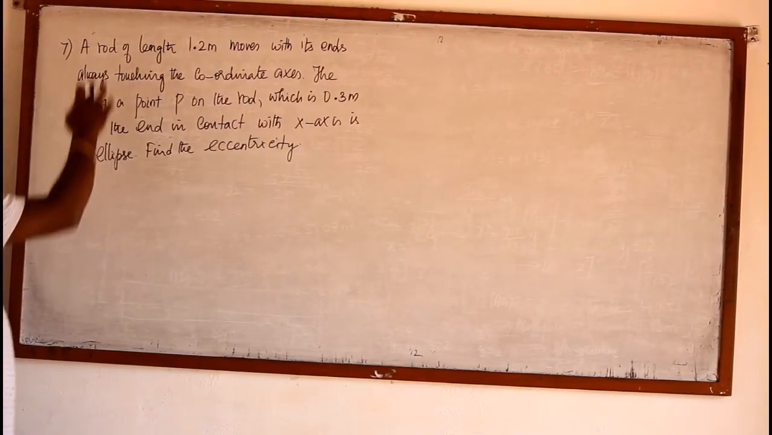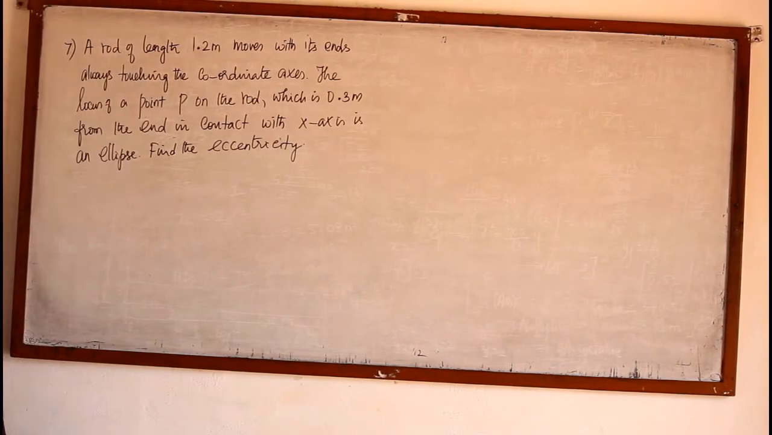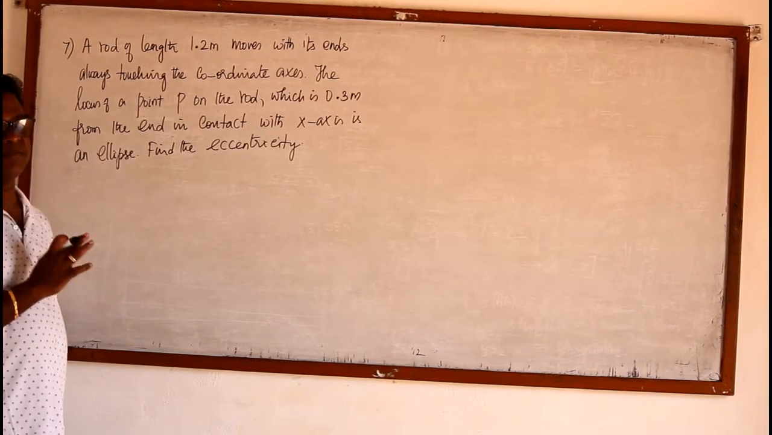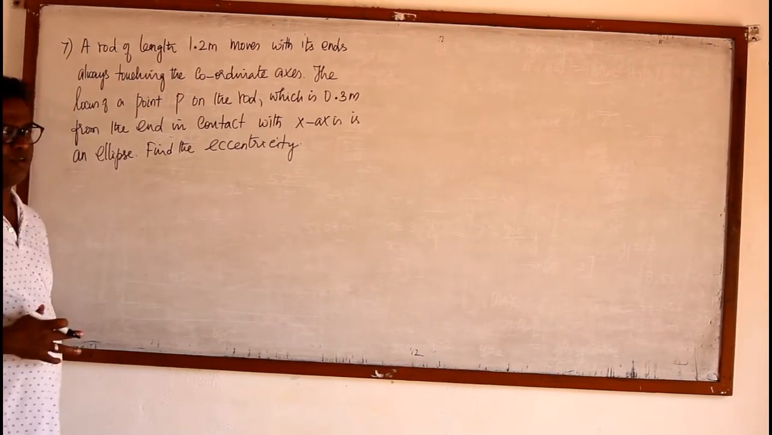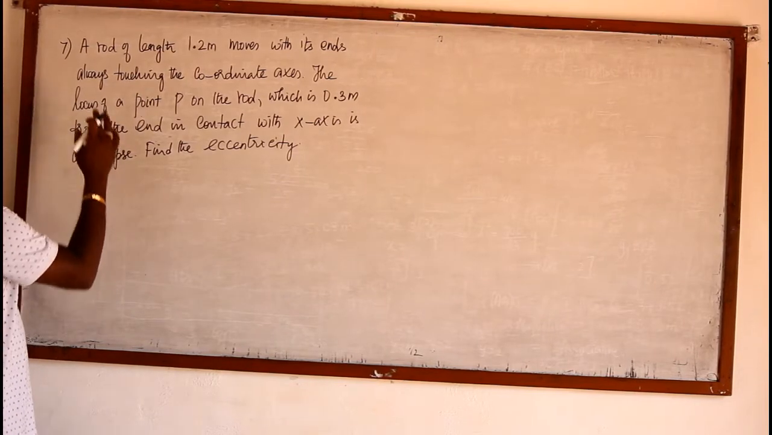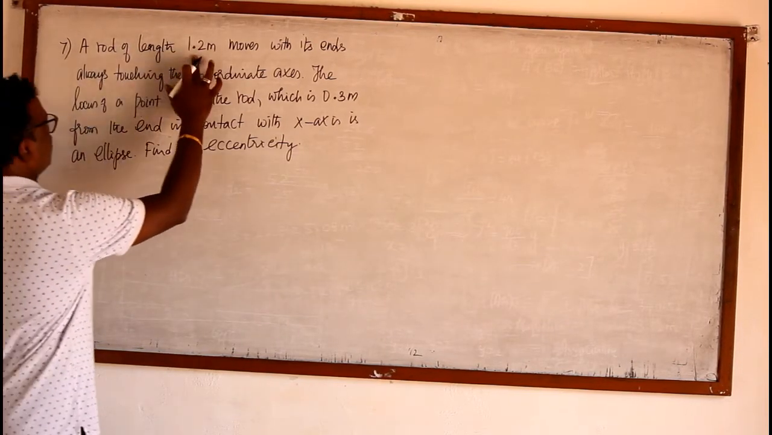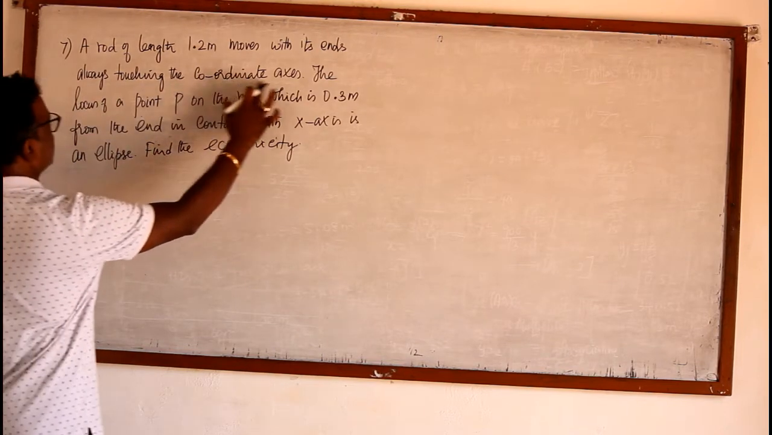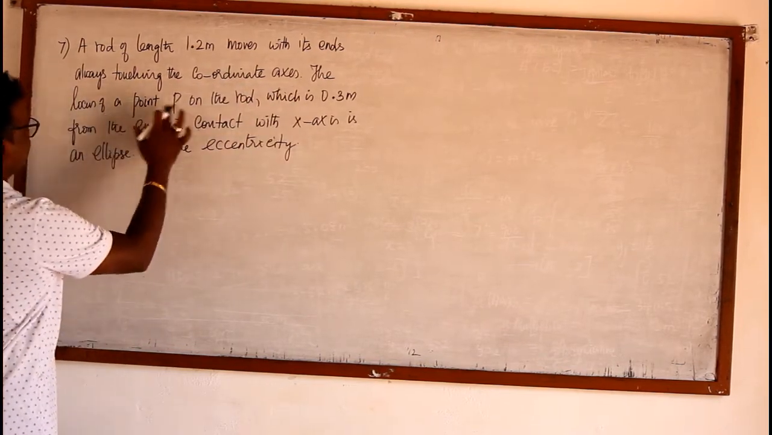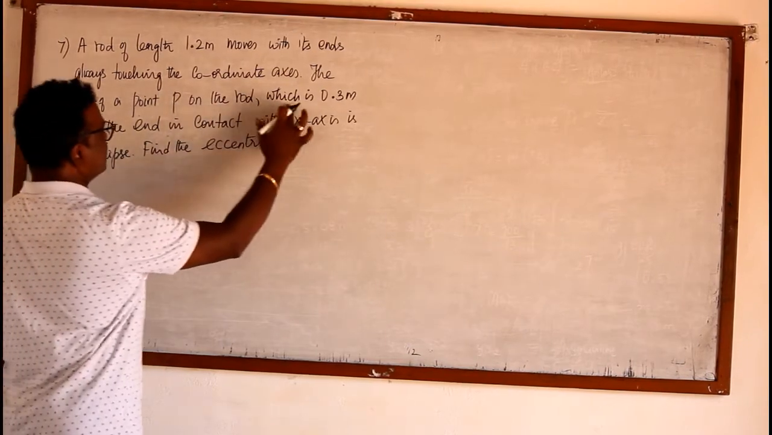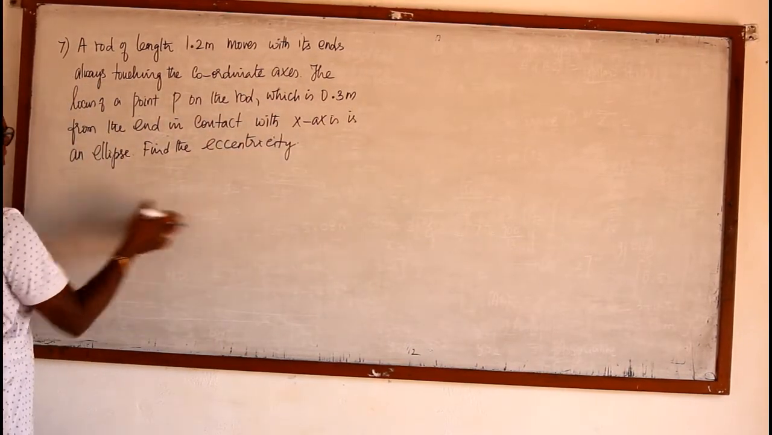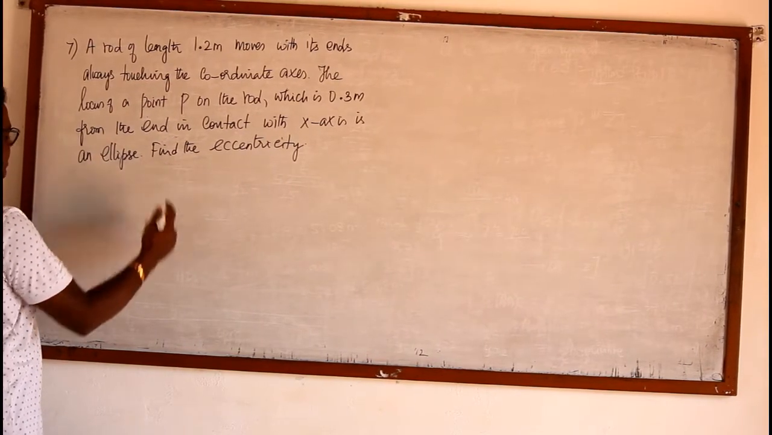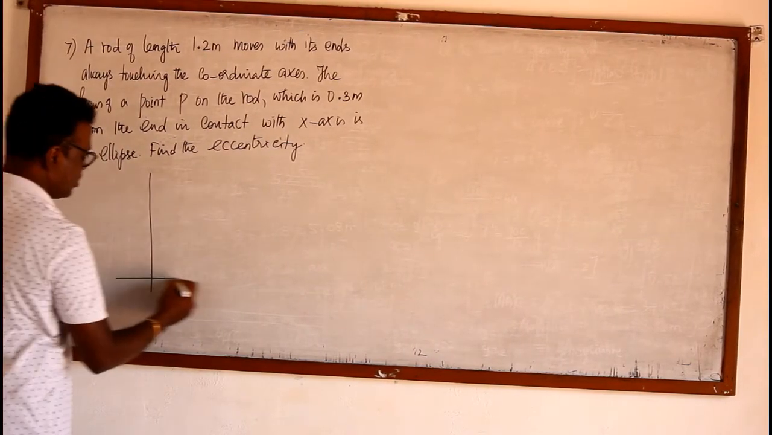Next we shall go for the seventh problem. As we are doing all the problems on parabola and ellipse first, we shall do problems only on parabola and ellipse, and we shall do the hyperbola problems separately. Now, a rod of length 1.2 meter moves with its ends always touching the coordinate axes. The locus of the point P on the rod, which is 0.3 meter from the end in contact with the x-axis, is an ellipse. Find the eccentricity. Are you able to follow the problem?